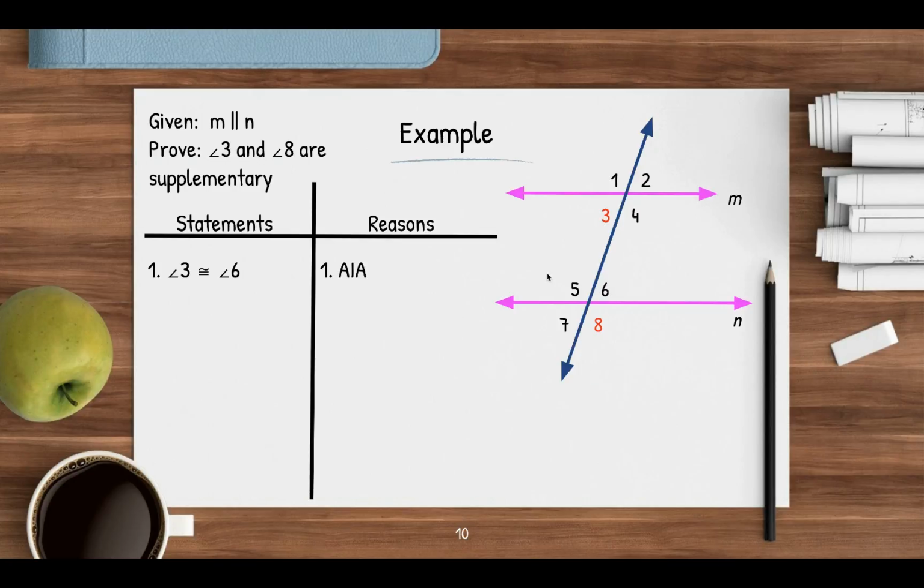Now I have to go from congruence to equality, and you'll see why in a moment. So let's go from congruence to equality. We go from angle 3 congruent to angle 6. The next step is going to be that the measure of angle 3 is equal to the measure of angle 6, and that is definition of congruence. Remember, anytime you're going straight from congruence to equality or equality to congruence, that's the definition of congruence.